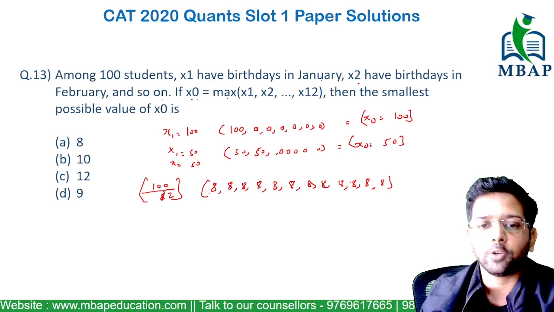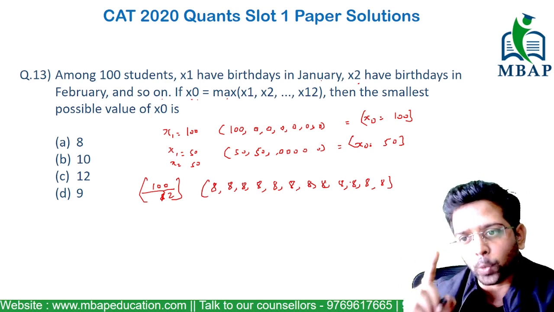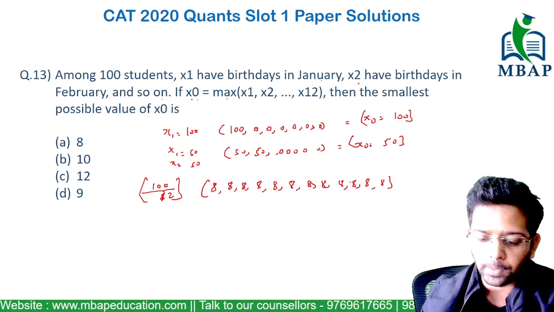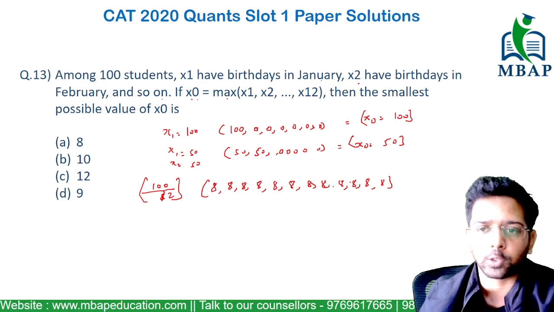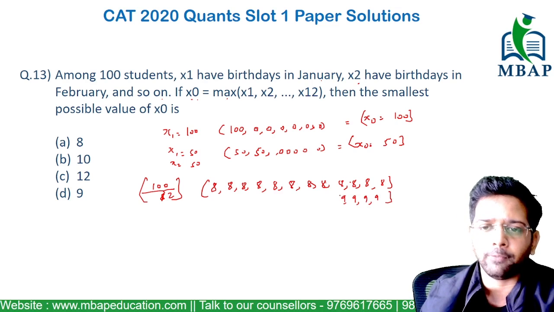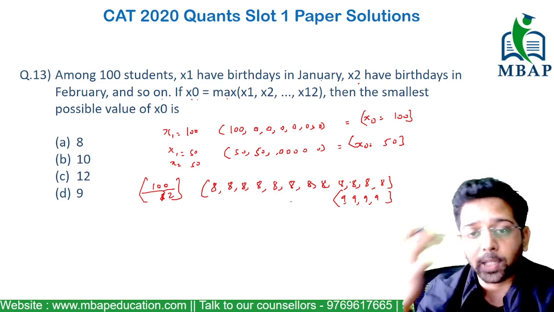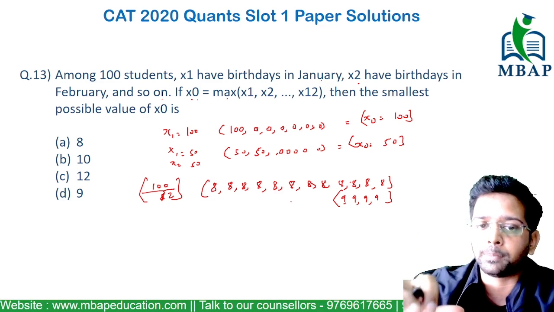If I give an average of 8 to all the 12 months, it's still going to accommodate only 96 students, which means I'm still short of 4 other students. Now, if I have to accommodate 4 other students, I can easily accommodate 1 in the last 4 months, or whichever 4 months you want to take. So the maximum, if at all I have to find out, will be in the range of finding the maximum of 8 and 9.